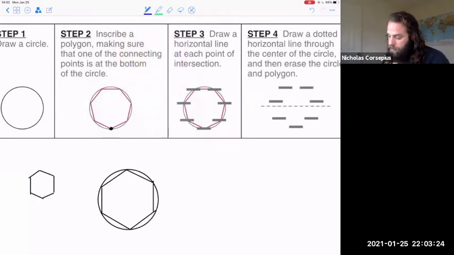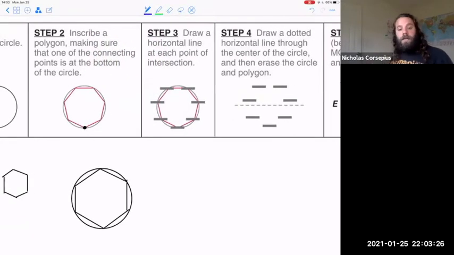Okay, so now step 3, we're going to draw horizontal lines at all of the corners of our polygon, or basically where our polygon meets that circle. So in the 7-membered ring, they would put the energy levels here. For our 6-membered ring, our energy levels are here.